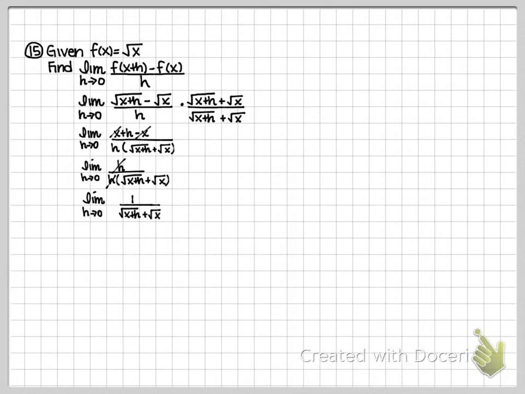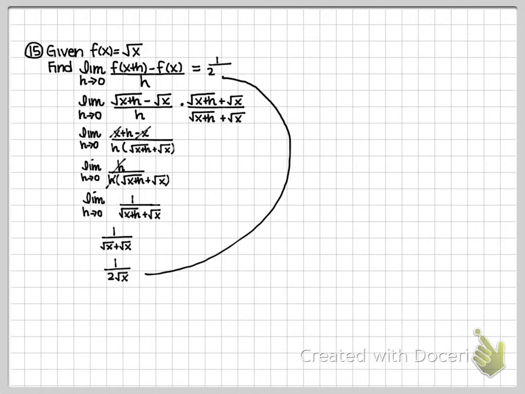Now, remember you're plugging in 0 for h. Leave the x's out of this. So if I plug in 0 for h, it looks like I just get 1 over root x plus root x, because the h disappears. Well, those are like terms, so you can actually rewrite this as 1 over 2 root x. So then I'm going to take my answer from the bottom, pull it all the way up to the top, and there's my answer.